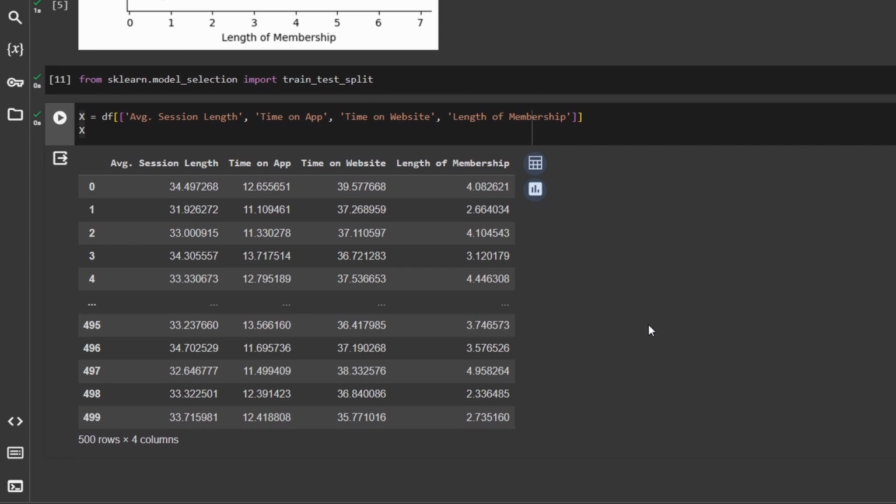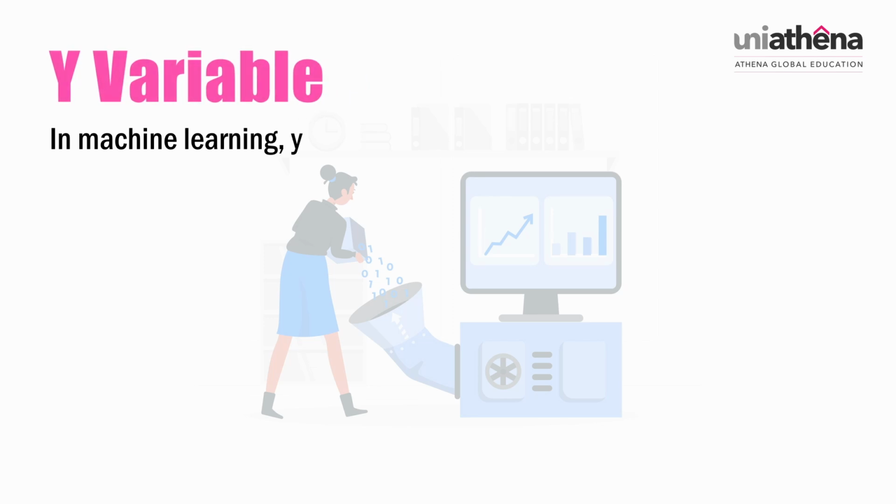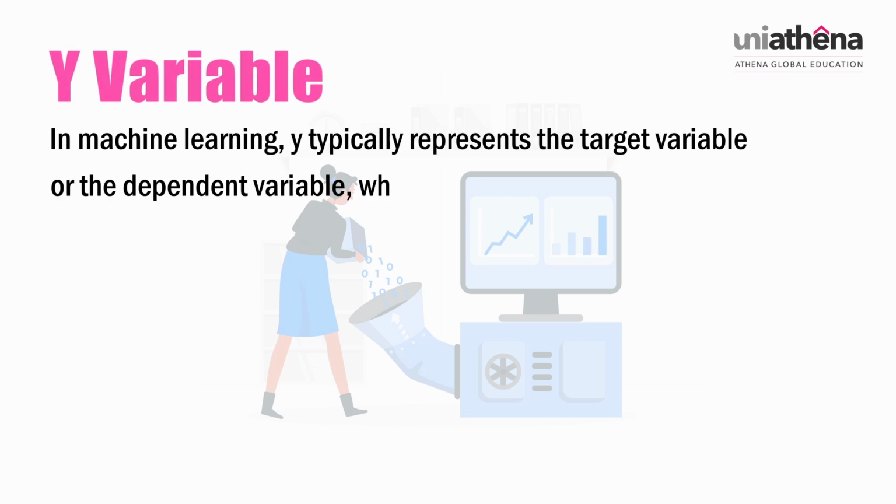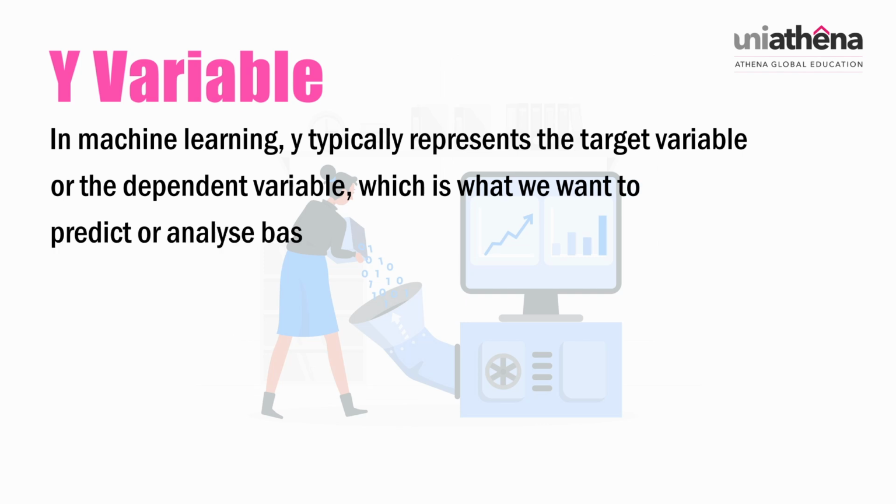In a machine learning context, this X variable could be used as the input features for training a predictive model, where these selected columns are used to predict or explain another variable, often referred to as the target or dependent variable. Similarly, we will create another variable y. In machine learning, y typically represents the target variable or the dependent variable, which is what we want to predict or analyze based on the independent variables.